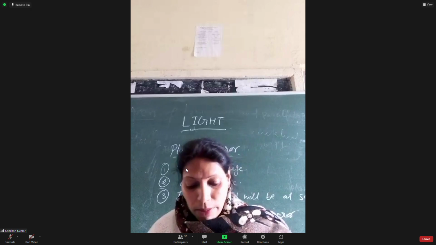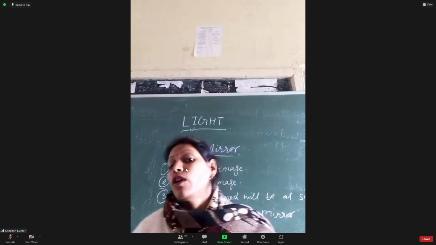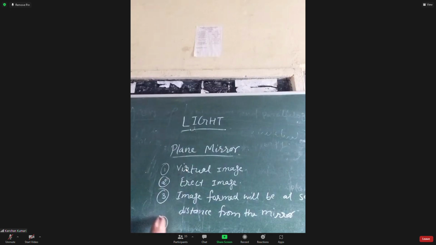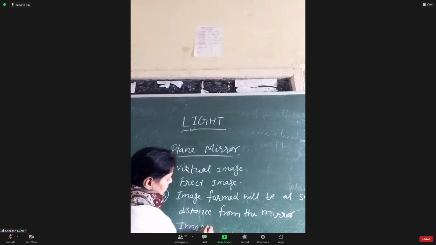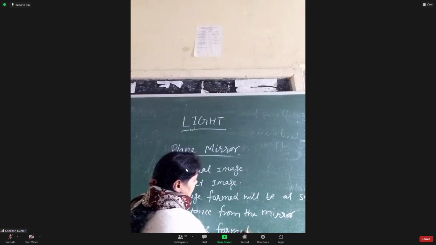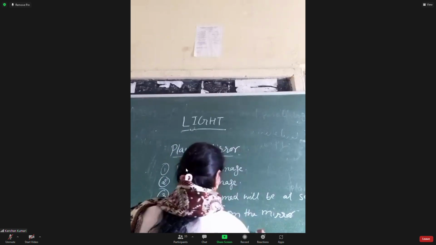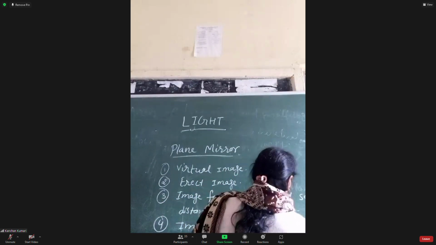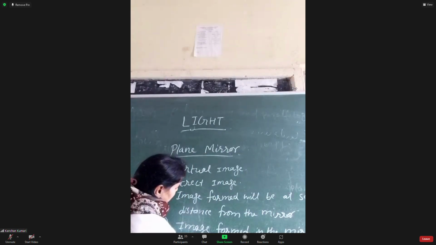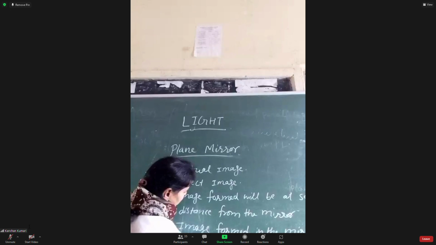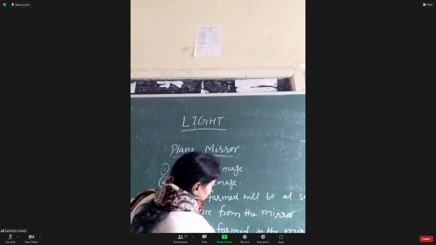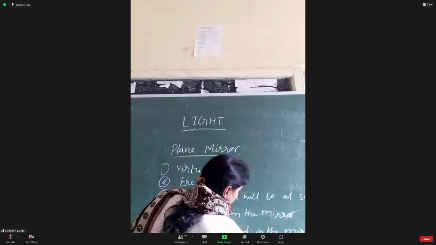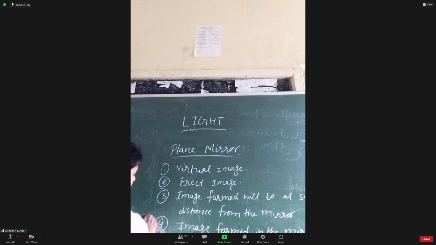Now, the image formed in a plane mirror is of the same size as the object. The image formed in the mirror is of the same size as that of the object. Okay, so those three points are getting clear.